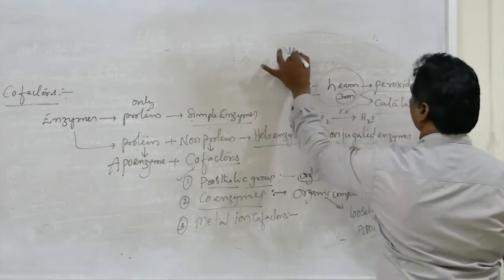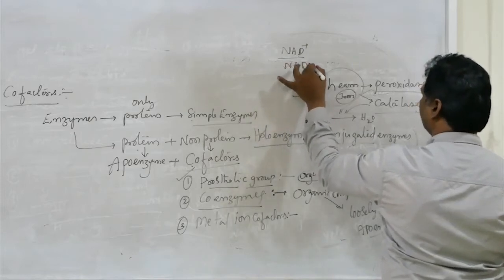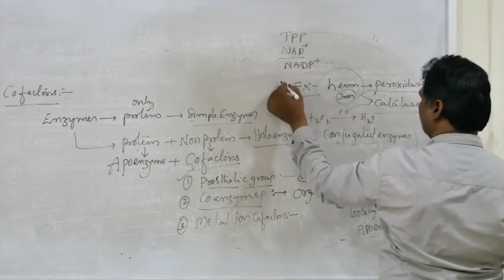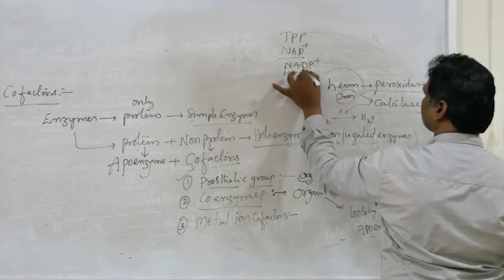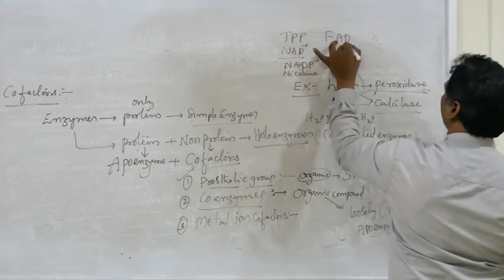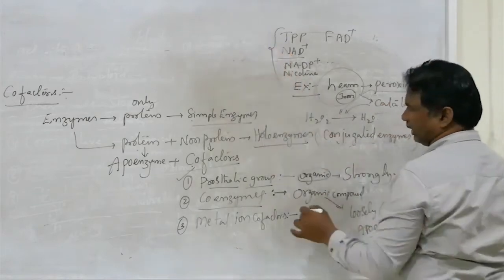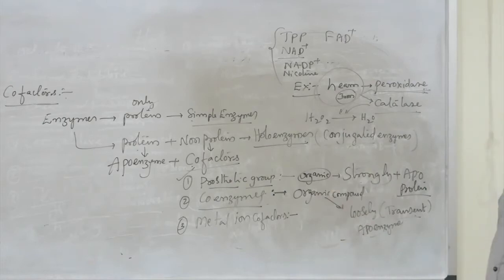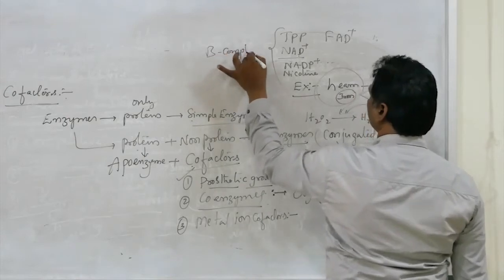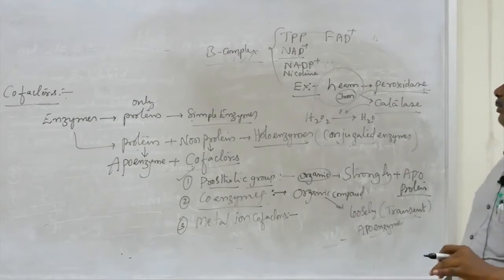Examples you know very well: NAD+, nicotinamide adenine dinucleotide, NADP, TPP, thiamine pyrophosphate, and FAD+, flavin adenine dinucleotide. All of these act as coenzymes. You can remember them, though they are not in the book. All of these coenzymes are obtained from the degradation of B complex vitamins.